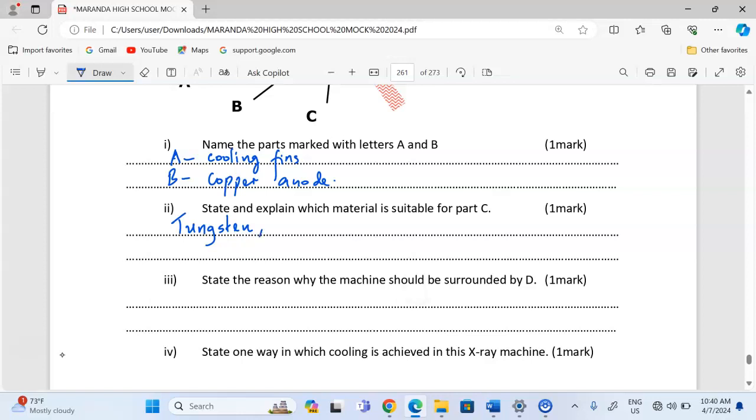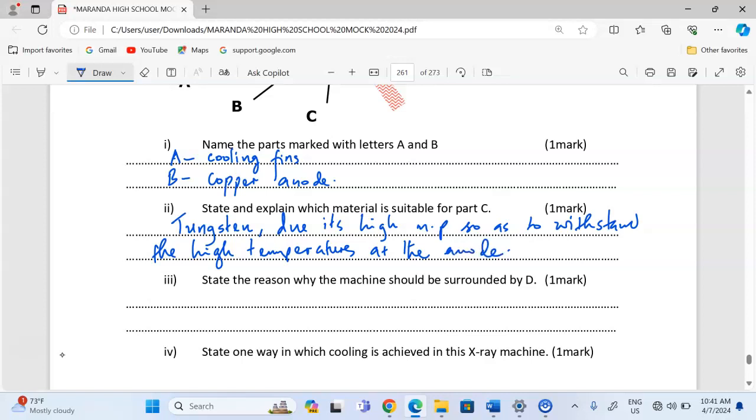Tungsten, due to its high melting point, so as to withstand the high temperatures at the anode.